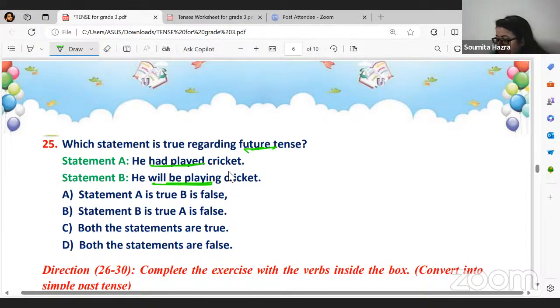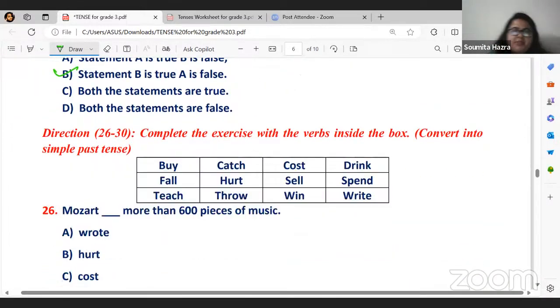25, B, right? Statement B is correct. It is written in future tense, but statement A is incorrect. This is written in past tense. Very good. So you got it. Now come to this one.